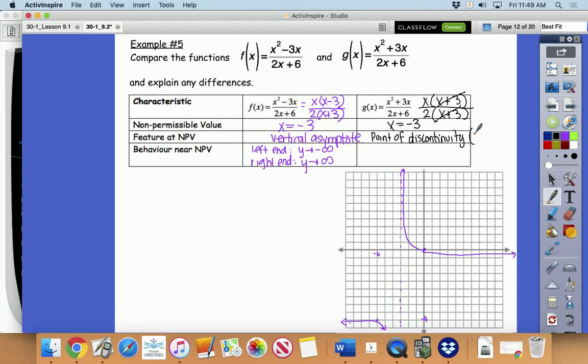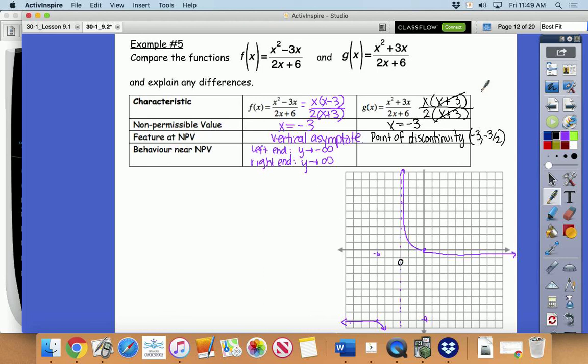So we know that there's a point at -3, and if we substitute it into the x over 2, we're going to get -3 over 2 left over. So we should have a hole at -3 and -3 over 2, which is -1.5. So there's a hole there.